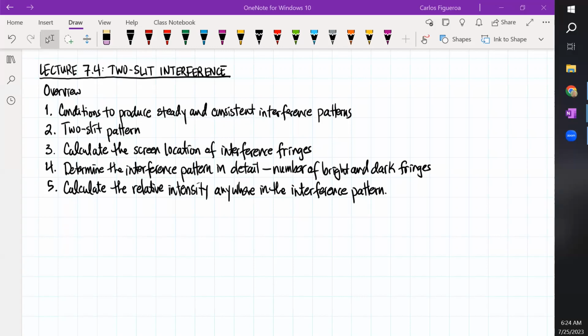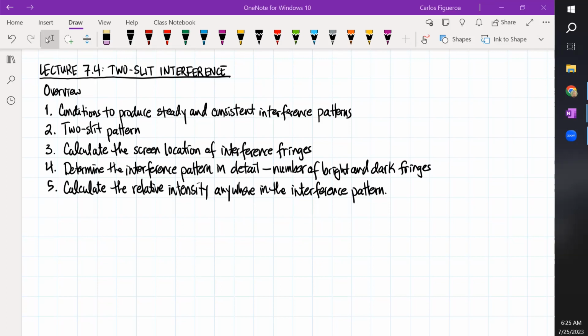Lecture 7.4, two-slit interference. Here's the overview of interference that we're going to be looking at. First, we want to look at the conditions to produce steady and consistent interference patterns. Two, then we're going to look at the two-slit pattern itself. And then we want to calculate the screen location of fringes. 4, we want to determine the interference pattern in detail. That is, we need to be able to calculate all of the number of bright and dark fringes. And then finally, we want to calculate the relative intensity anywhere in the interference pattern.